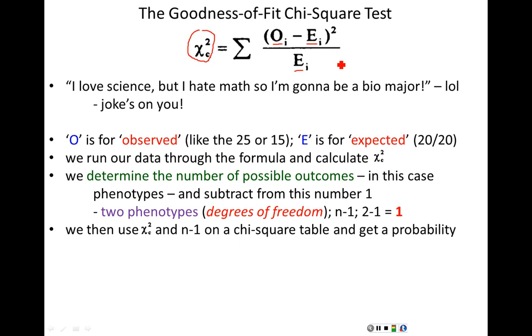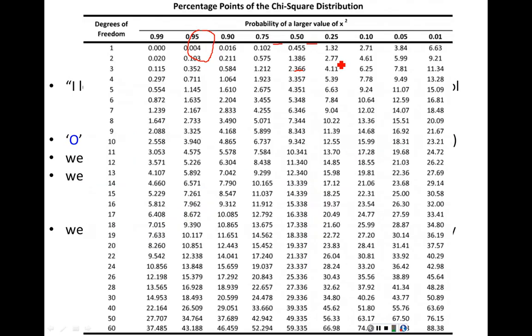You then use these two values, your degrees of freedom and your chi-squared value, on a chi-squared table, and you get a probability. Here's a chi-squared table. Chi-square tables are standard. There's only one of them. You can find them in many, many different textbooks, many, many different resources. It's just a way to match your degrees of freedom with your chi-squared values, and it gives you a probability.